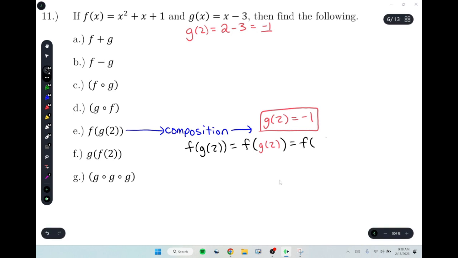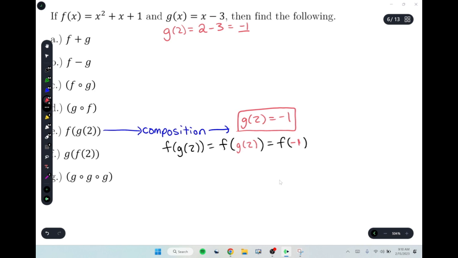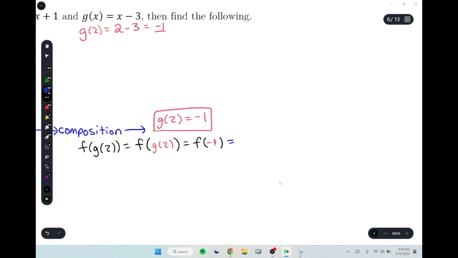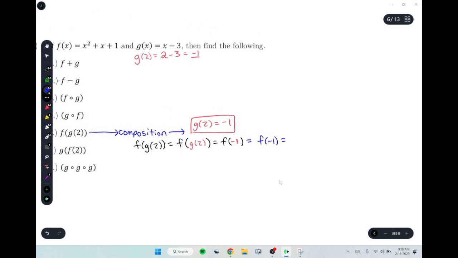Which is the same thing as f of negative 1 based on our red square right above, right? Okay. And now how easy is that question? We'll call that the blue one. F of negative 1 is... Do we just go and plug it in? Negative 1 squared plus negative 1 plus 1. Probably something like 1.